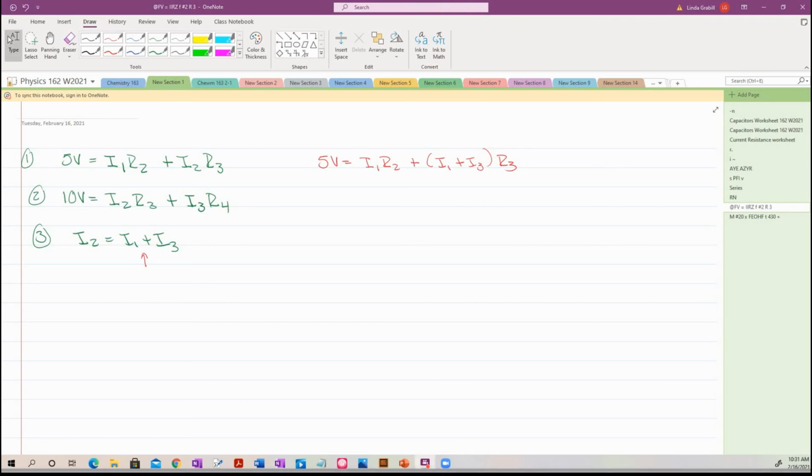And then I'm going to simplify this a little bit. Then I have 5 volts equals I1 R2 plus I1 R3. Oops, don't drop your subscripts. Plus I3 R3. You're going to see why I'm doing this. And now I want to combine my unknowns. So reminder, I know what the resistances are on my resistors. I don't know what my currents are. So I have 2 I1, so I can simplify this down to 5V equals I1 times R2 plus R3.